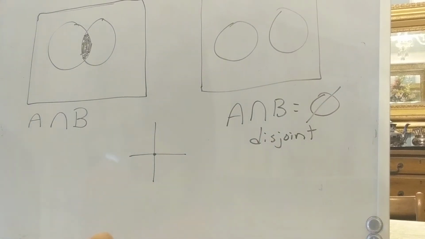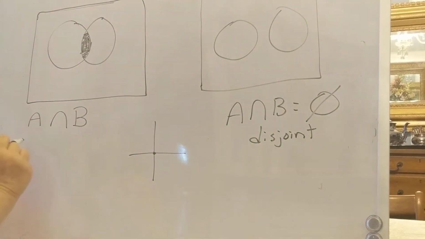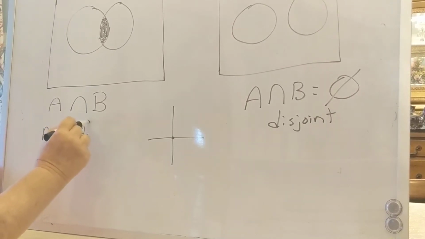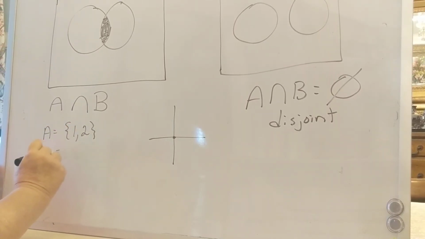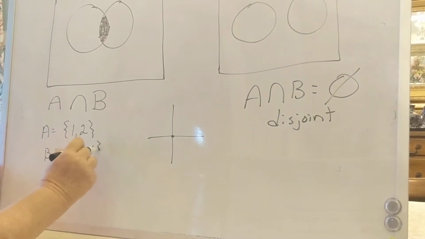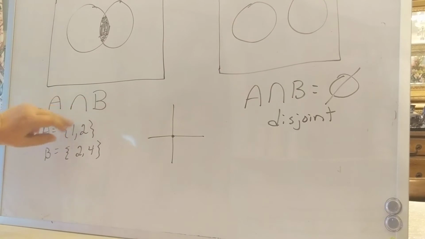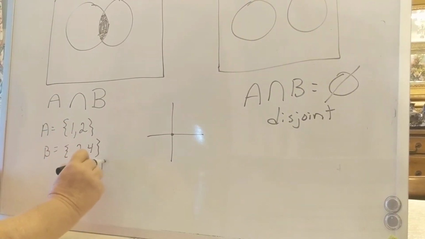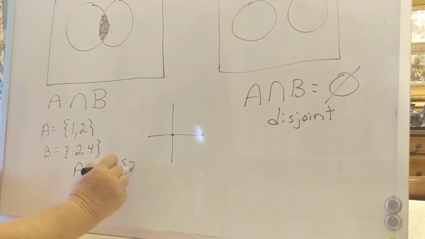Now suppose we don't have a picture, but we have this. Let's say set A is the set 1, 2, and set B is the set 2, 4. Well, the intersection is what they have in common. So the intersection would just be 2. Okay?